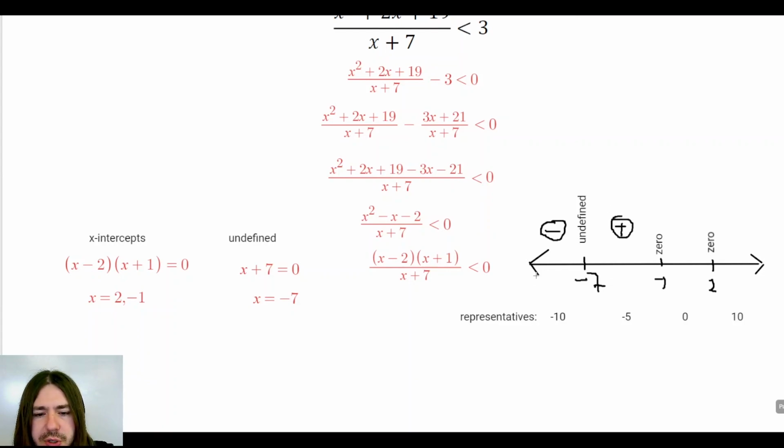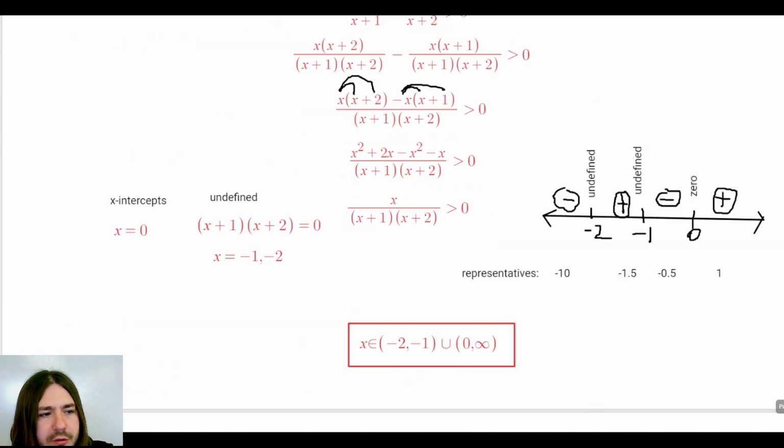Between negative 1 and 2, I picked a 0. So we got a negative times a positive, which is going to be negative, and then we have a negative divided by a positive. So our function's negative in that interval. And then finally, if I plug in 10, I get a positive times a positive divided by positive. Everything's positive over here. So if I'm looking to see where this expression is less than 0, that's going to be where the function's negative.